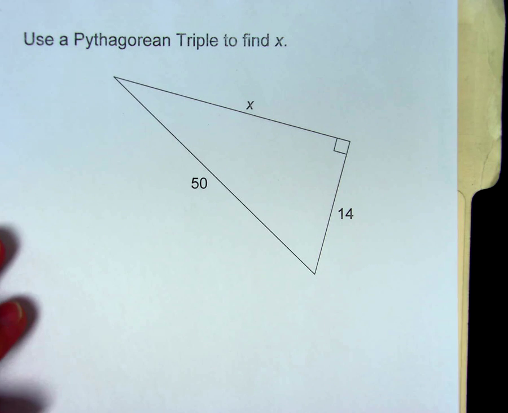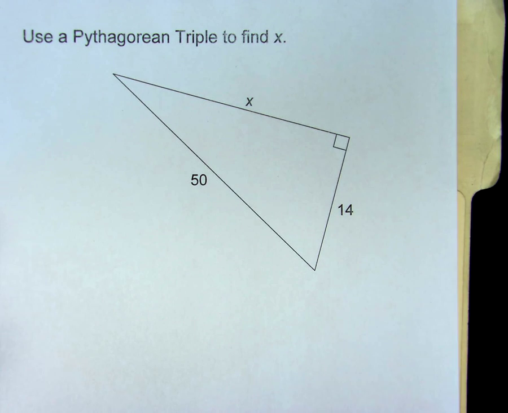Now, in the next problem, we're looking at this a little bit differently. We could still use the Pythagorean theorem to find x, and that wouldn't be a problem. But our directions here ask us to use a Pythagorean triple to find x. And we saw some different Pythagorean triples in our notes. And remember, if we multiply those Pythagorean triples by a number, those also make right triangles.